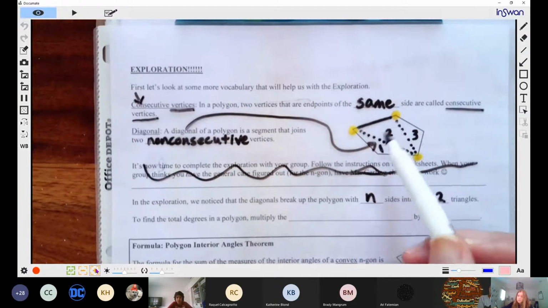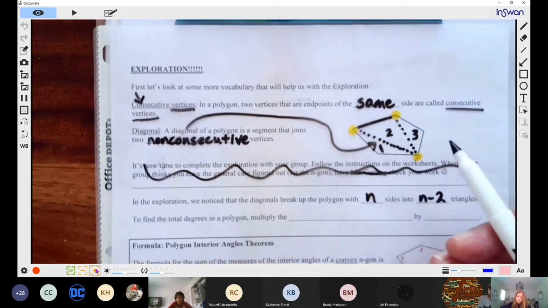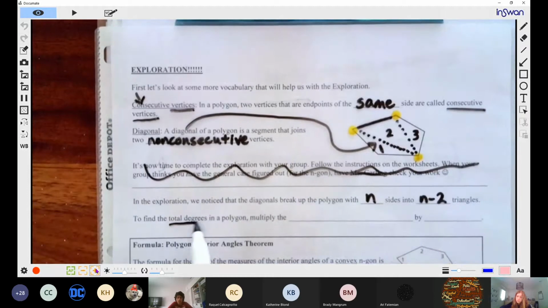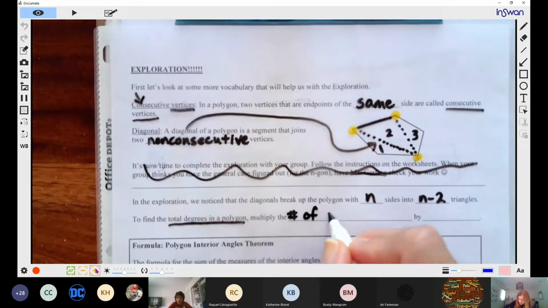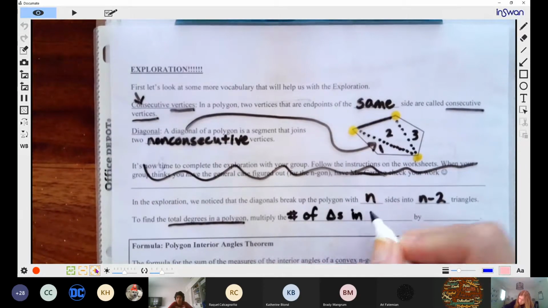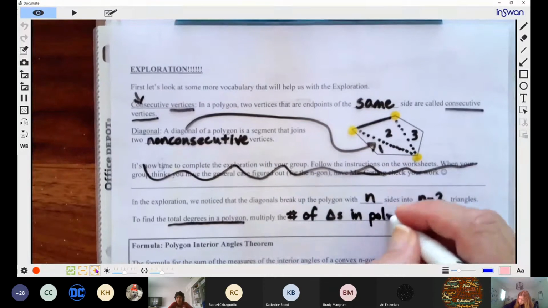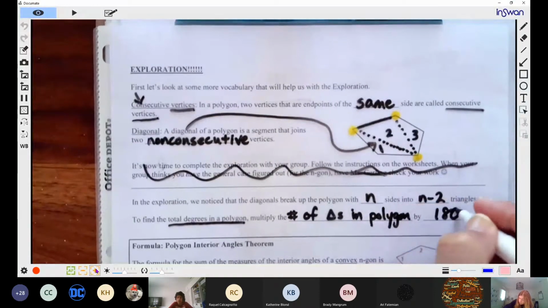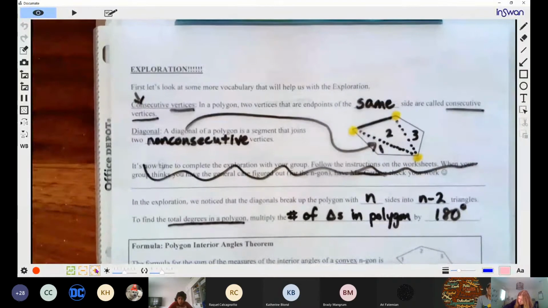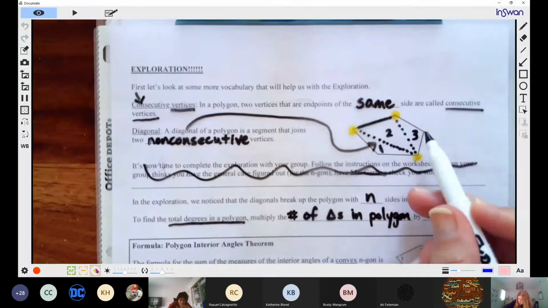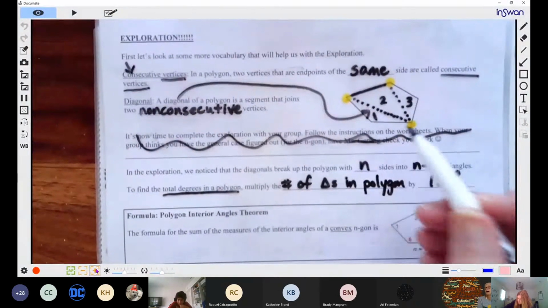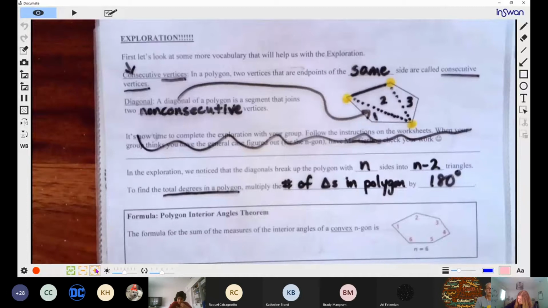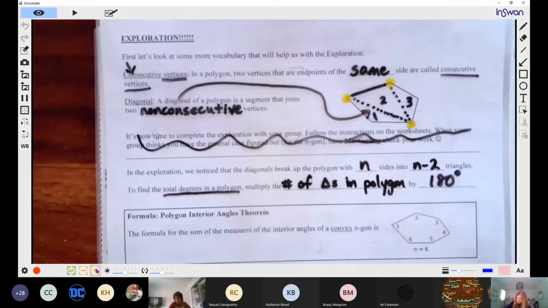So if you want to know how many degrees are on the inside of these angles, you know how much one triangle is, right? One is 180. So to find the total degrees in a polygon, all you have to do is multiply the number of triangles in the polygon by 180 degrees. So in this case, it's 3 times 180. That leads us to our theorem. Every convex polygon can be cut up into triangles.